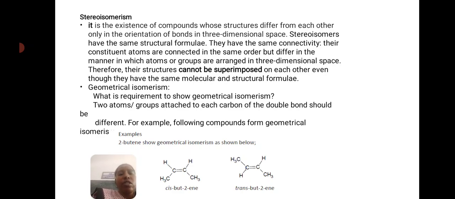Even though the molecular formulas of cis-2-butene and trans-2-butene are the same, only the arrangement of the atoms in space differs.